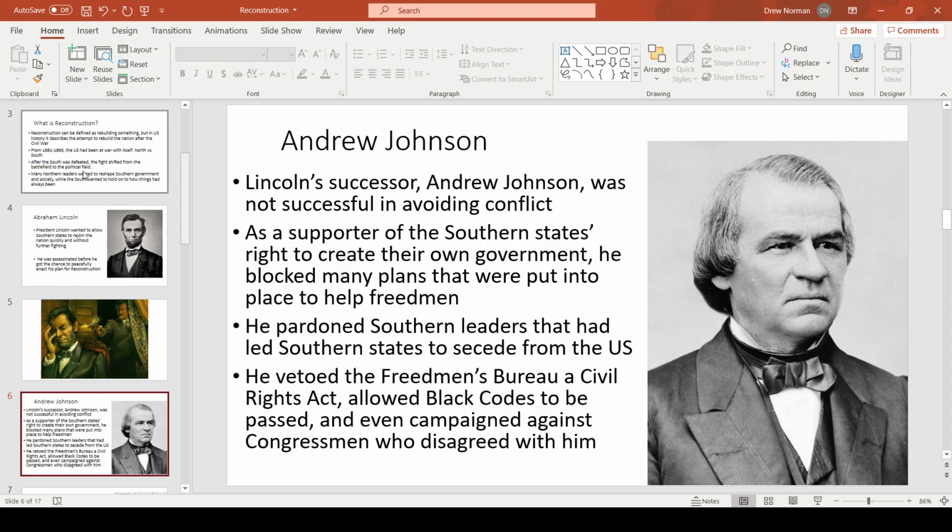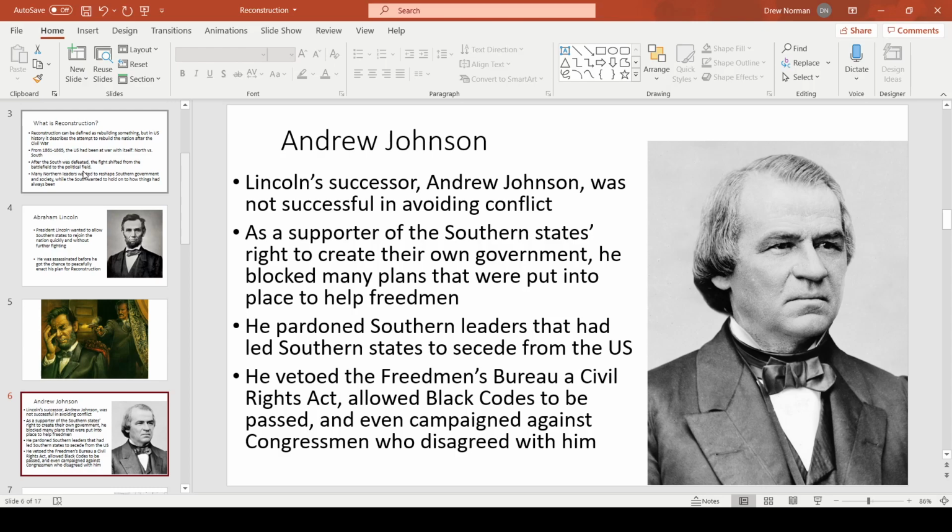So Southern states who didn't want to give African Americans their equality passed laws that restricted blacks' rights. And as president, you would hope that he would not allow that to happen. Unfortunately, he believed states could decide what they wanted to do on their own, and so he blocked a lot of Northerners' attempts to get rid of the laws that restricted the rights of black men and women who were newly freed. He also pardoned Southern leaders and allowed them to actually try to come back into Congress.